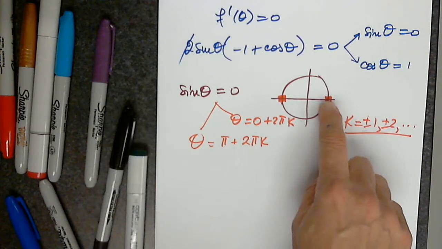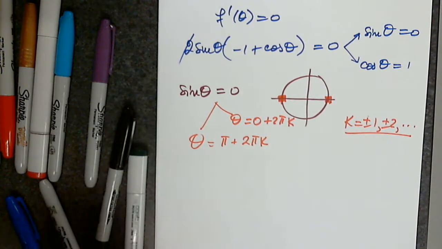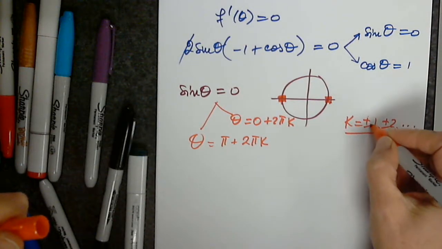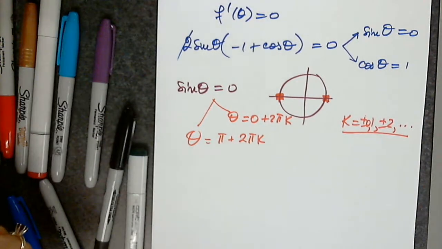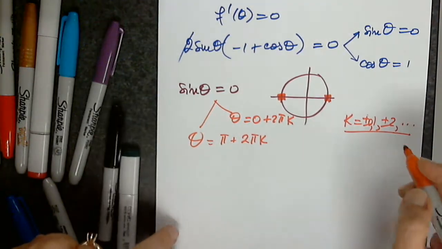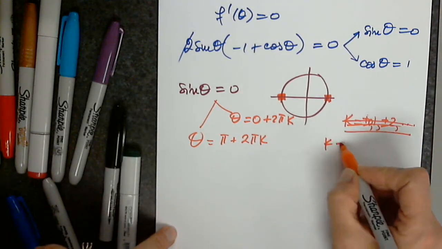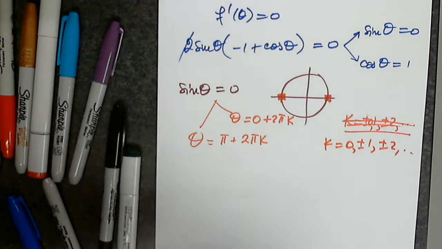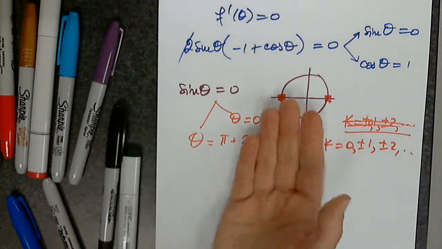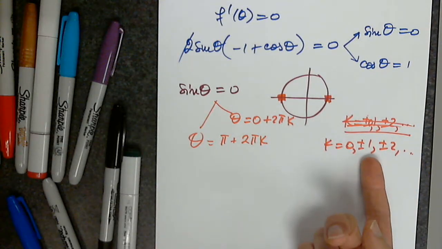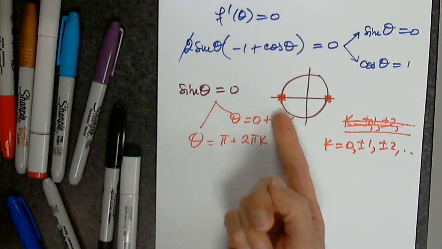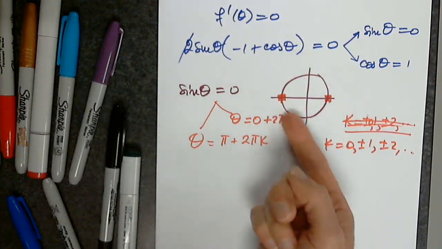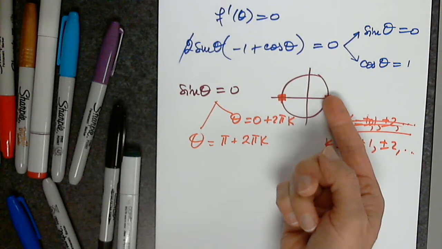So 0 is here. If k is, oh, I forgot. I'm sorry. Also 0. Okay. So let me write this one more time. K equals 0, plus or minus 1, plus or minus 2, and so on and so forth. So if k is 0, then I get 0. But if k is 1, then I get 0 plus 2 pi. If k is 2, I get 0 plus 4 pi.